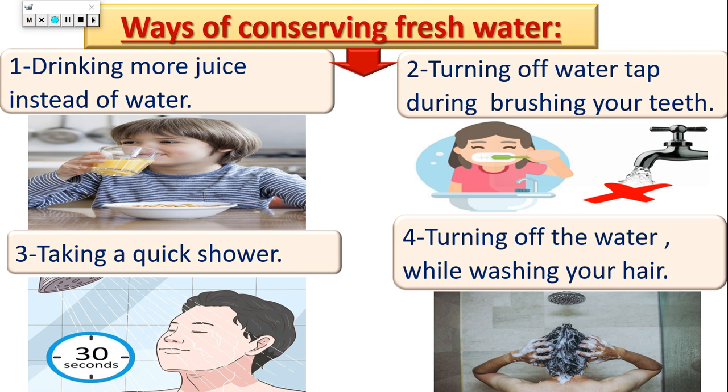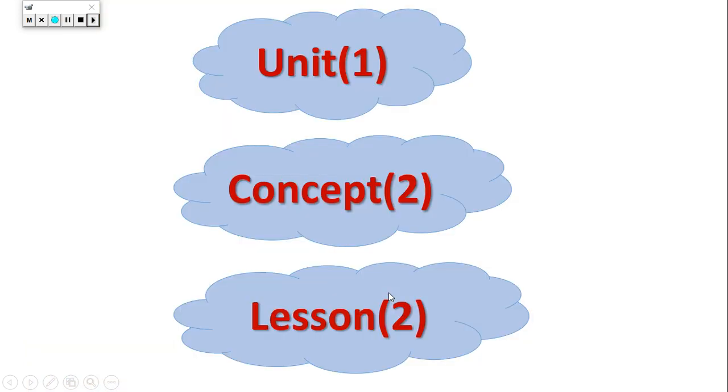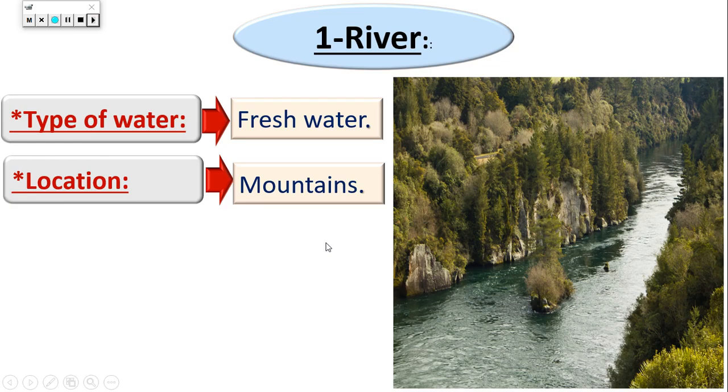Ways of conserving fresh water. Drink more juice instead of water. Turning off the tap while brushing your teeth. Take a quick shower or bath. Turning off the water while washing your hair. Let's go to lesson 2.